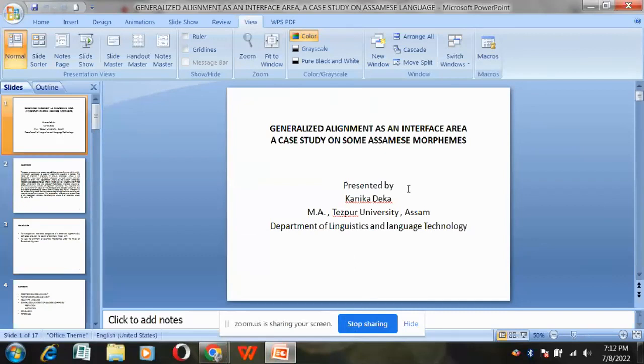Thank you, Kanika, for your presentation on the case study on Assamese morphemes based on generalized alignment as an interface area. I have a few things for you to look at. First of all, I want you to go to the slide where you have given, I guess, number and definiteness. Can you please go to that slide? Sure, ma'am.